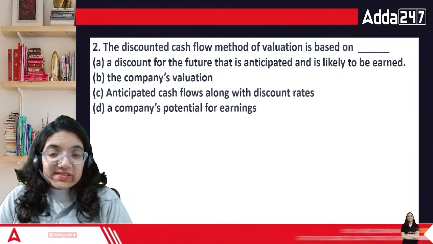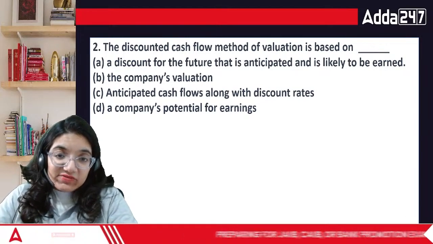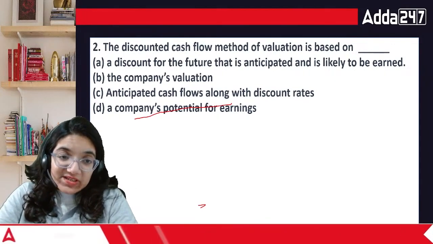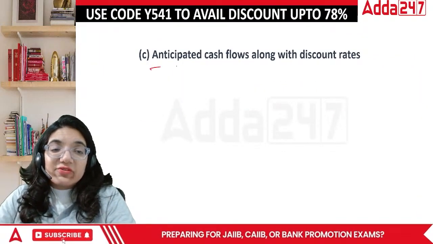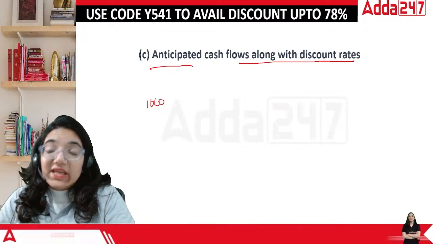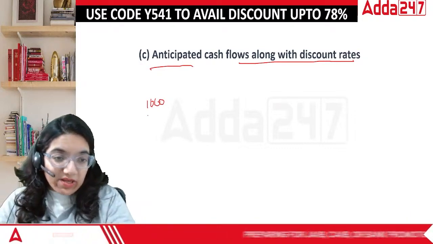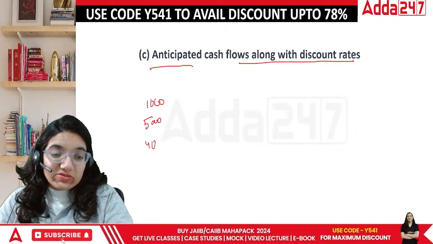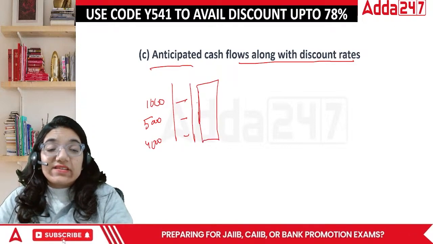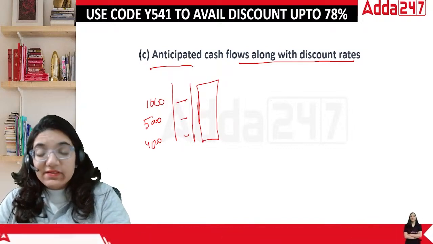A discount for the future is that which is anticipated and is likely to be earned. The company's valuation depends on anticipated cash flows along with discount rates, or the company's potential for earnings. You cannot find out the potential for earnings, but yes, you can anticipate the cash flows along with the discount rates. Suppose you know that you are going to have 1000 rupees minimum in the upcoming year, then it will grow further. Once this business starts growing, then it can become 5000, then this can also become 4000 in the upcoming future, and you find the discounting rates here, and then you multiply and find the discounted value. This is the method in which they are using the discounted cash flows.